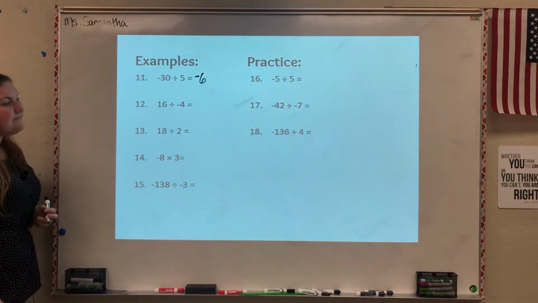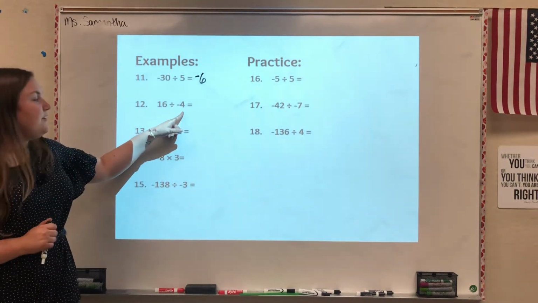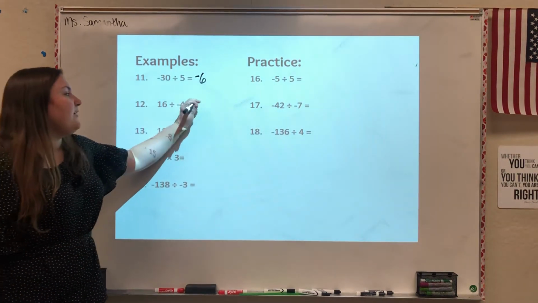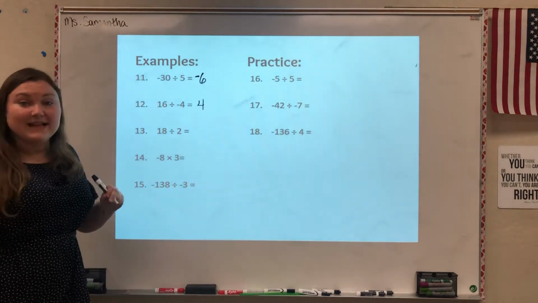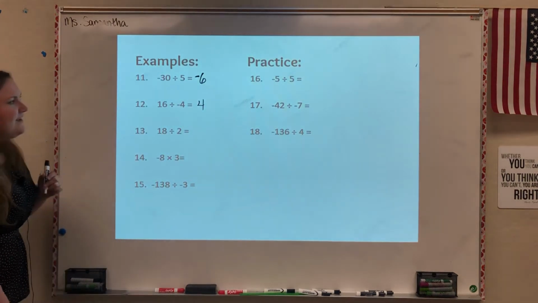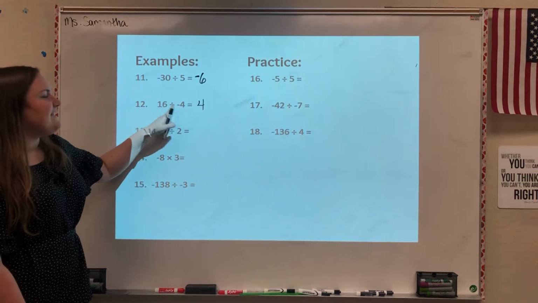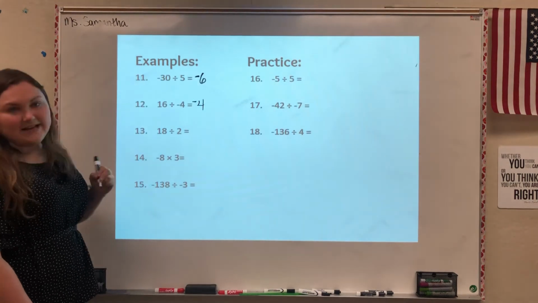Continuing on, 16 divided by negative 4. Well, I know 16 divided by 4 is 4 because I know 4 times 4 equals 16. So I'm using that multiplication fact. Again, if I check my signs, I've got different signs here, so that would give me a negative.